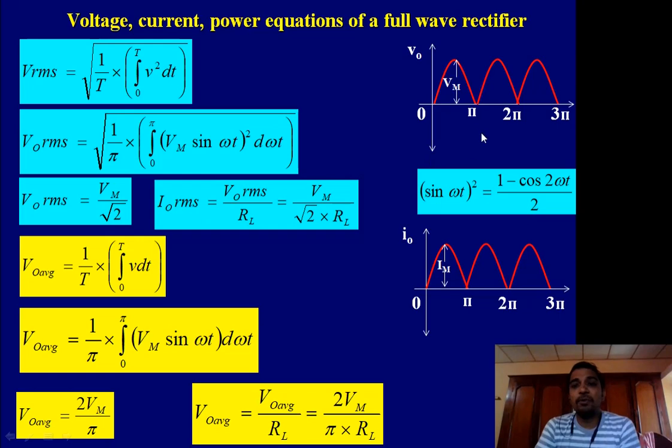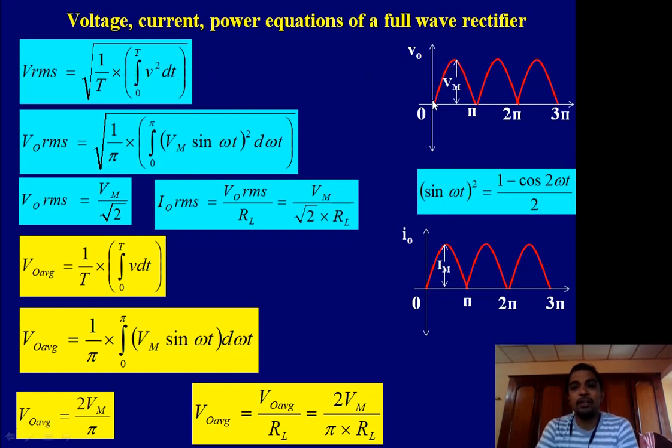Rectifier output, actually we need DC, but AC content also we are getting. So what is AC content? What is DC content? One by one we will derive it. So first we do V0 RMS, output voltage RMS.